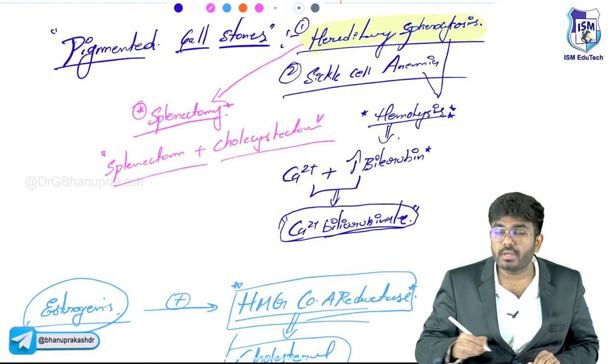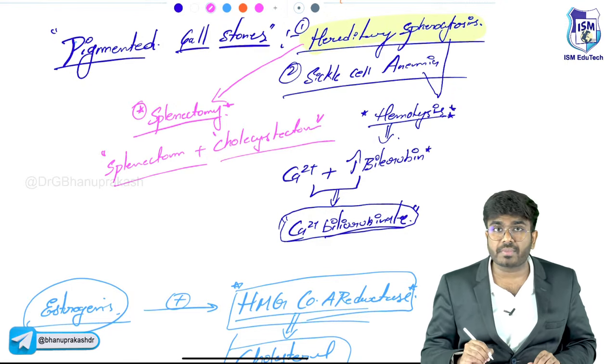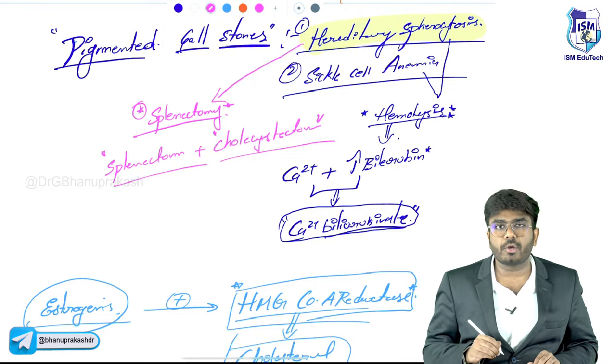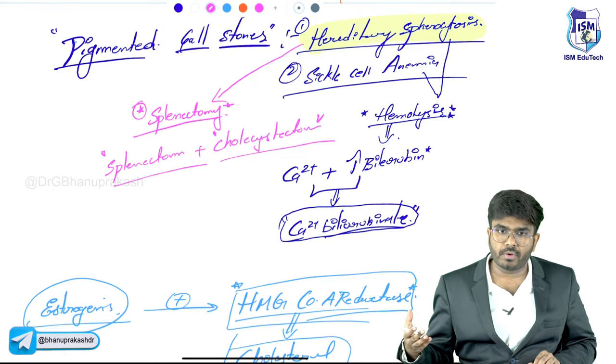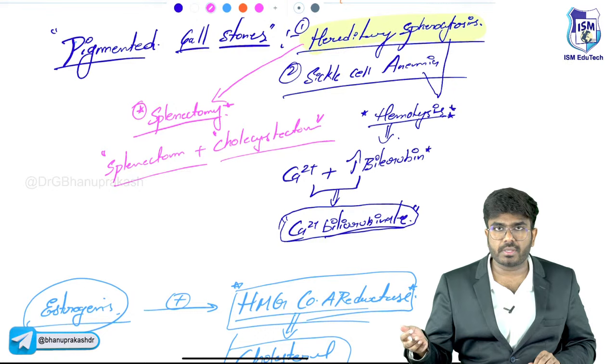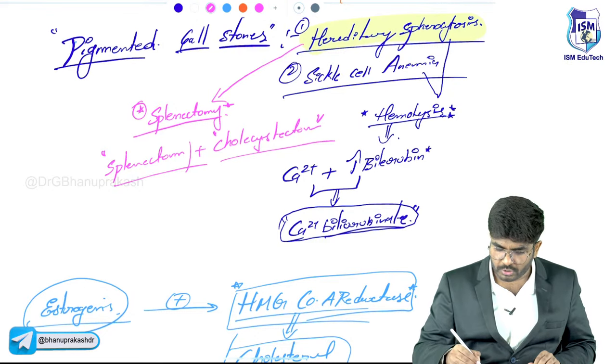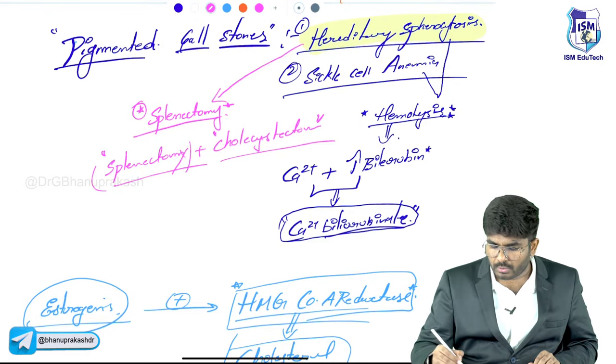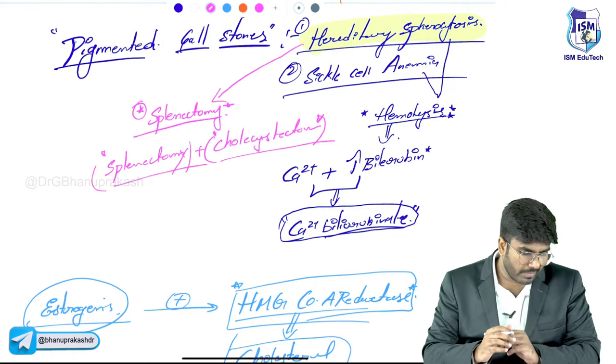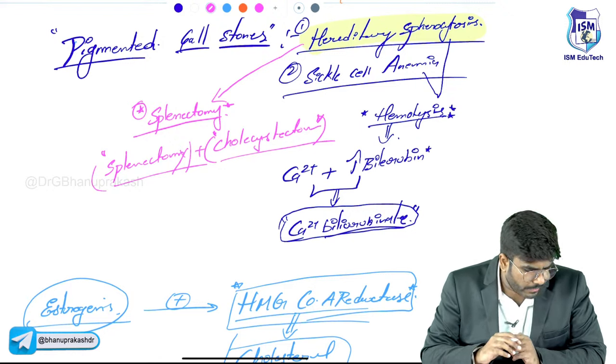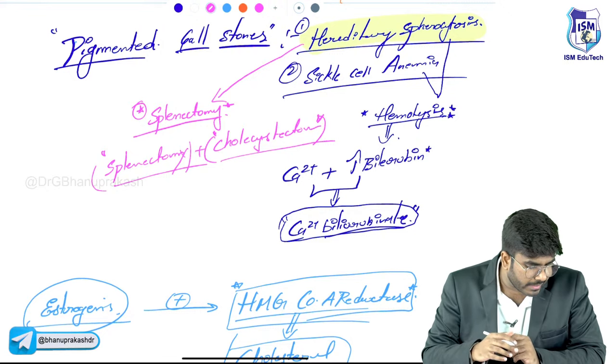So the spleen is removed. Why cholecystectomy? Why are we removing the gallbladder? Because the stones are getting formed in the gallbladder. So we do both splenectomy and cholecystectomy, the removal of the gallbladder. These are some points which I want you to know for your exam, sir. Splenectomy is the treatment done for hereditary spherocytosis.